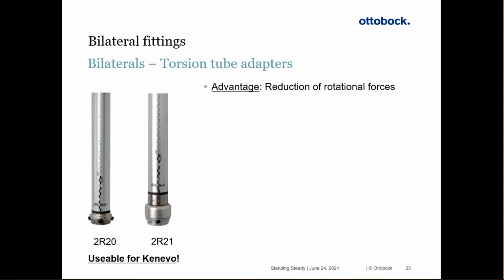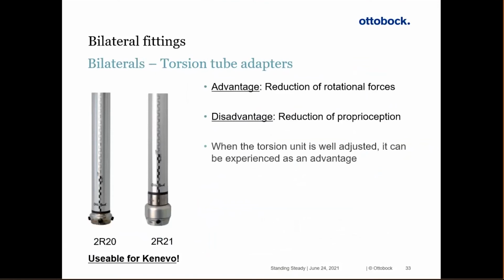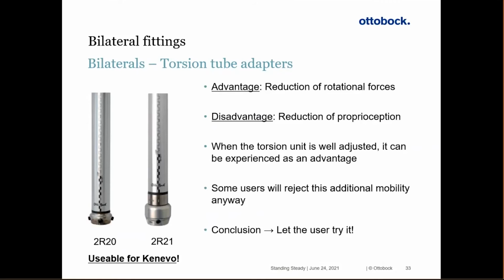Torsion is something to consider. It reduces rotational forces. There is, however, a reduction sometimes in proprioception. And for the more experienced users, sometimes they can feel like it's too much movement. Maybe they just do it on one side. But if it is adjusted correctly, it can reduce some of the forces that can translate to the socket and help in tight spaces or when pivoting and golfing and things of that nature. So ultimately, give it a try if you have room, if you have space, and the user is interested, that can be a great option.